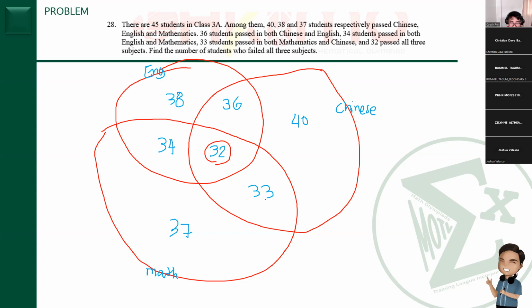So out of this 33, 1 is Chinese and math only. Why? Because 32 passed all 3 and 33 passed Chinese and math. So there is one guy who passed Chinese and math only. There are 2 that passed English and math only. And there are 4 guys who passed English and Chinese.